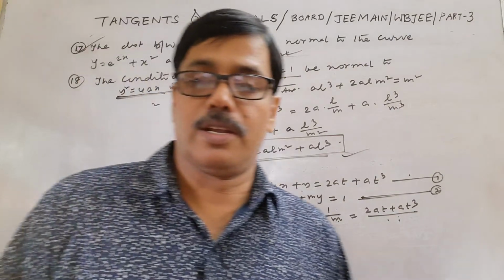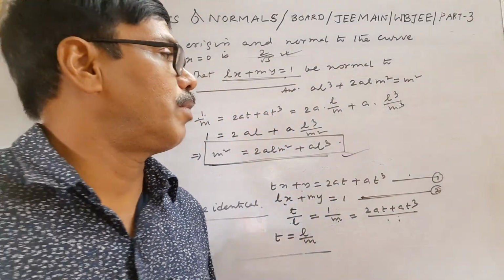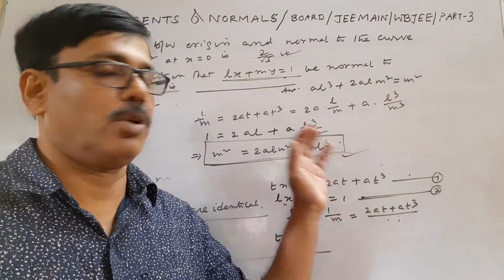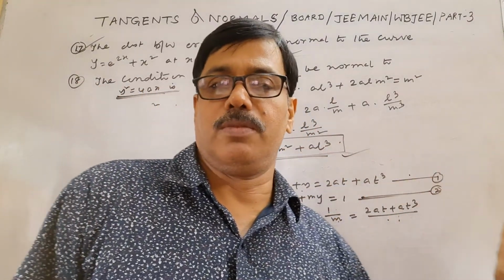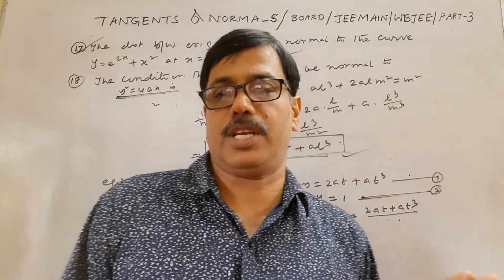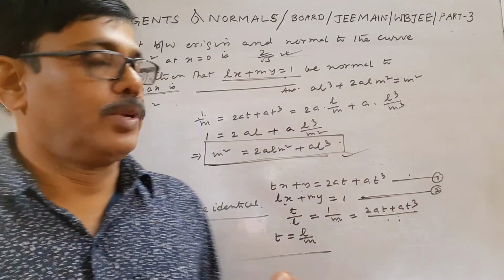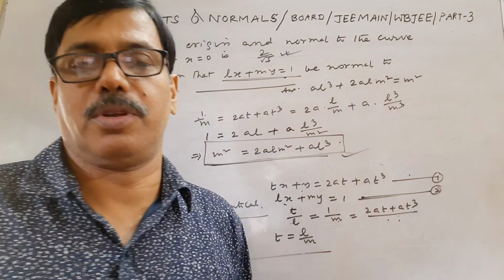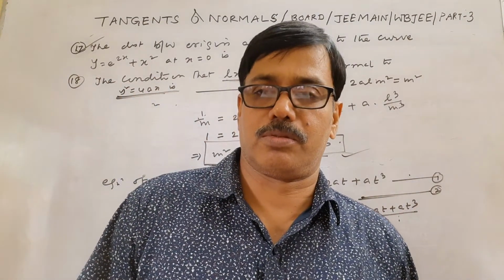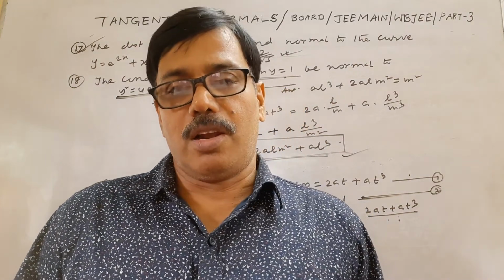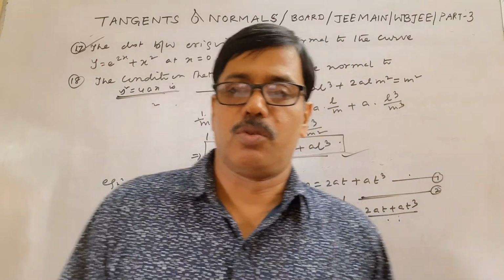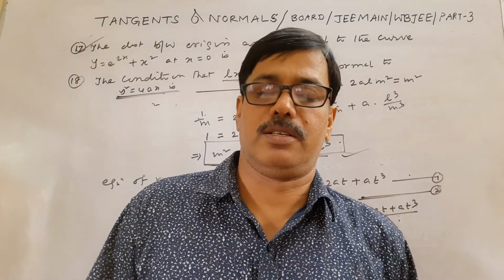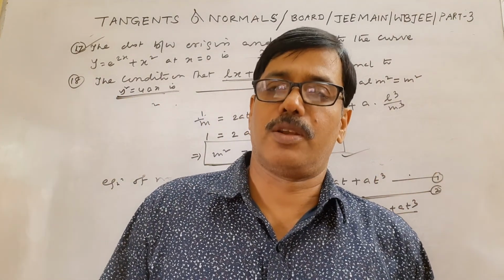So today we have solved some important problems of board and also for West Bengal WBJEE. So you solve the rest of the problems from the description box. I will take two more classes on this chapter, tangent and normal. Thank you for today.